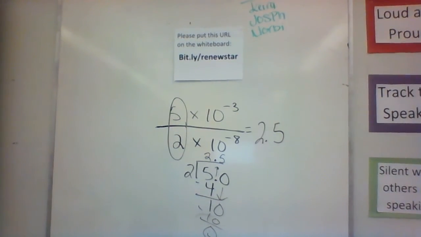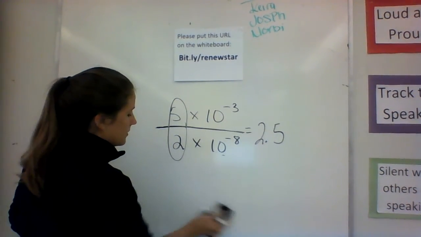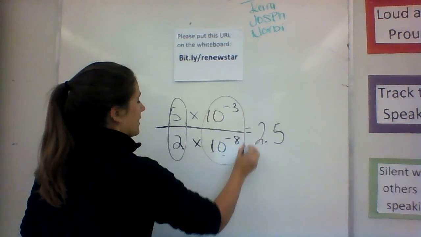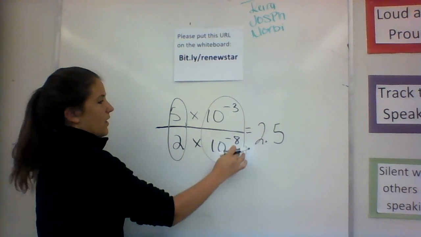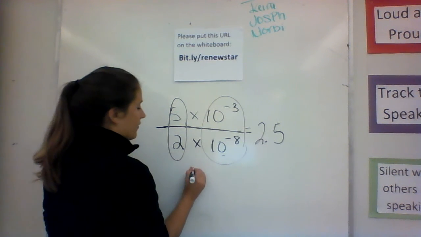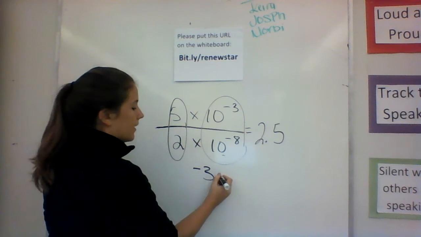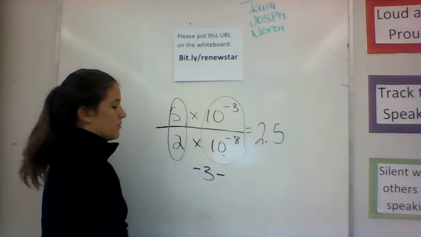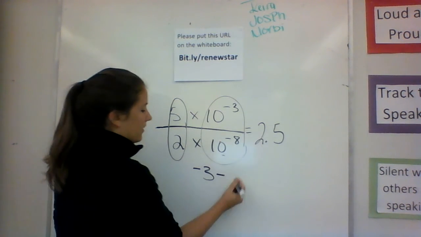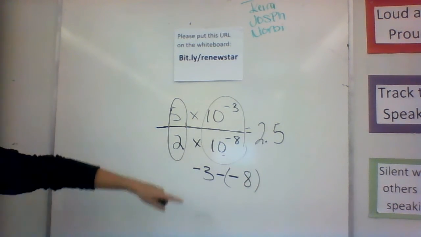Perfect. Now I will do the same thing with my exponents. I need to divide my exponents. And when I'm dividing exponents, I know that I can subtract. I'm going to write this down because I see negatives and I don't want to mess up. I have negative 3, and I am subtracting. This is where most people get tripped up. I'm subtracting negative 8. So I have negative 3 minus negative 8.